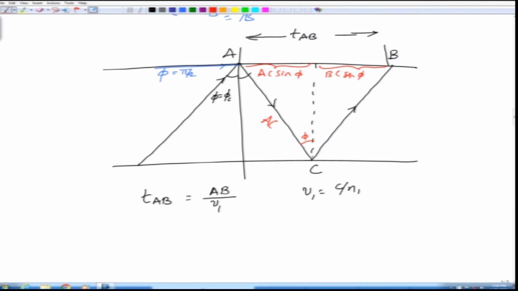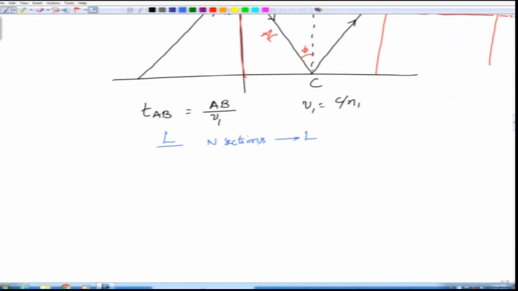So you have 2 times AC sin phi, and if you assume that this is one section of the fiber, you can think of the fiber as having many such sections, and if you want to propagate over a length L, then you would have to propagate through that many sections. Let us say we are taking n sections of the fiber. After n sections you are going to get the total distance of L, and the time taken for each section will be TAB.